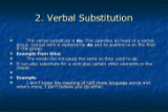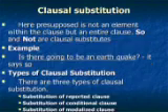Let's look at clausal substitution. With this type of substitution, we are substituting clauses with two words, that is so and not. We are not substituting a small group, a verbal group or a nominal group. We are not substituting just one word, but we're substituting the entire clause by two words, either so or not.